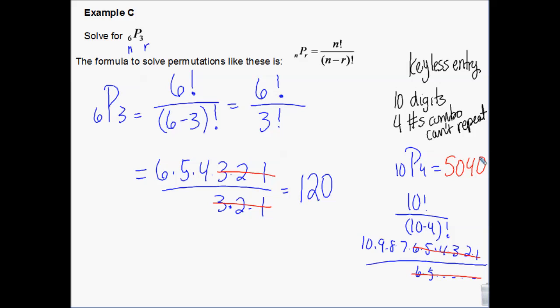And that gives me the same answer. So it's up to you which way you want to do it, but it works out the same answer. Okay, let's try something else.